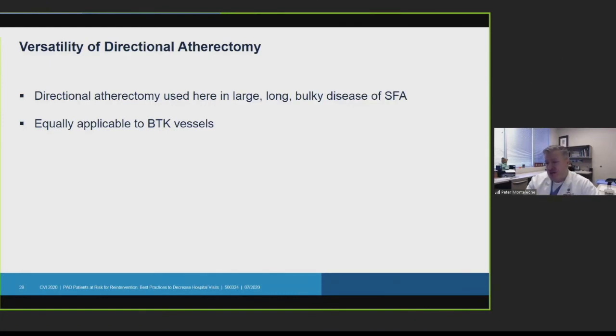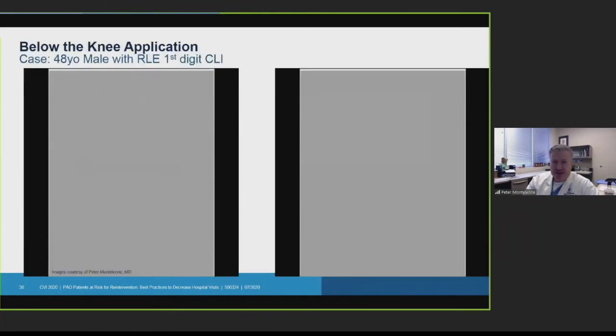Now, directional atherectomy is versatile. We just looked at a 28 millimeter SFA CTO, but directional atherectomy is equally applicable to below knee vessels. And briefly, this was a 48-year-old male who came in with right lower extremity first stage of critical limb ischemia. And the angiosome being impacted was his anterior tibial. And as we can see, the peroneal and posterior tibial were patent. There's significant disease down distally within the AT.